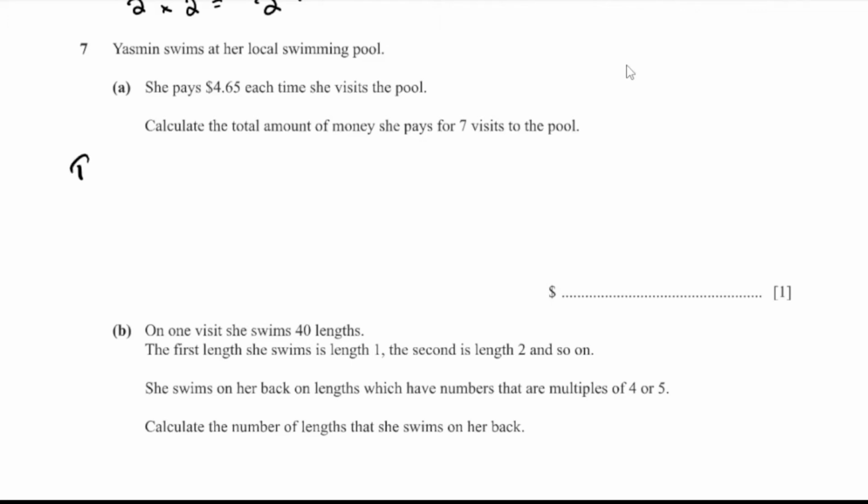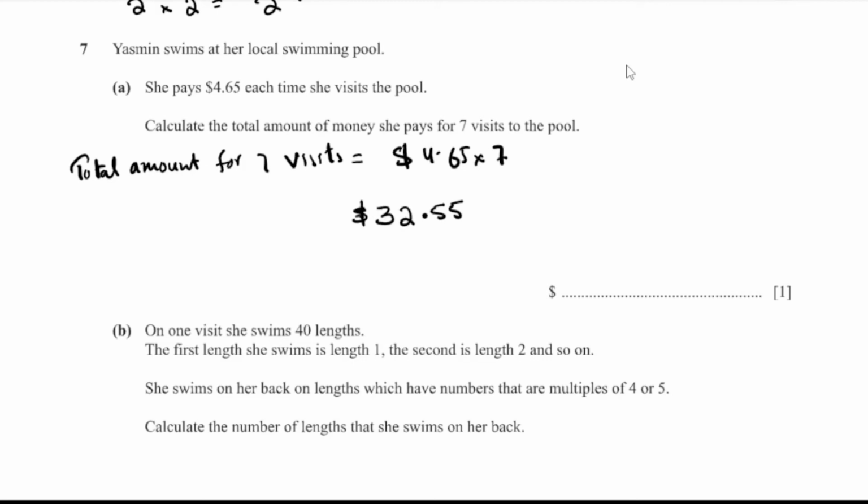The total amount for 7 visits is equal to dollar 4.65 multiplied by 7, and we will get the answer. 7 fives are 35, 7 sixes are 42 plus 3 is 45, 7 fours are 28 plus 4 is 32, and $32.55 she will pay for 7 visits. 32.55.